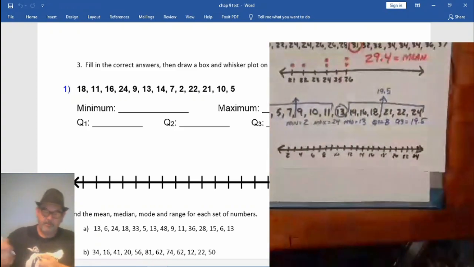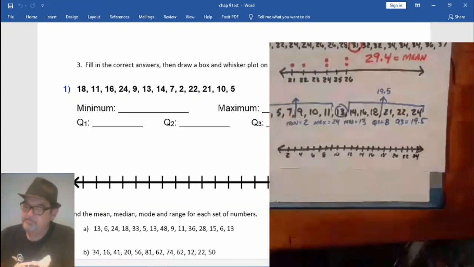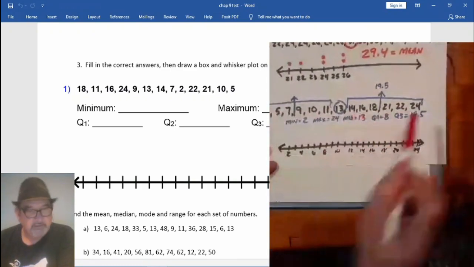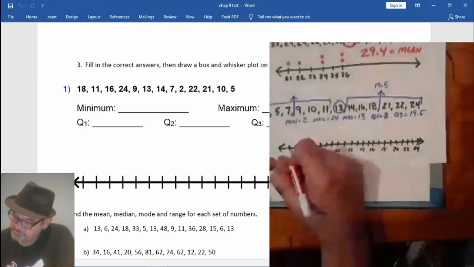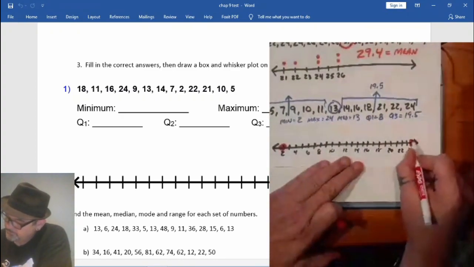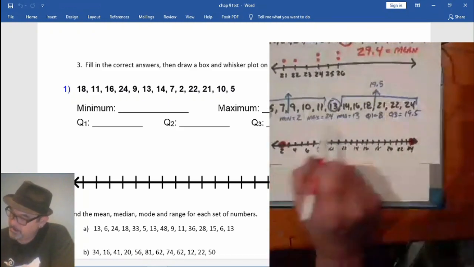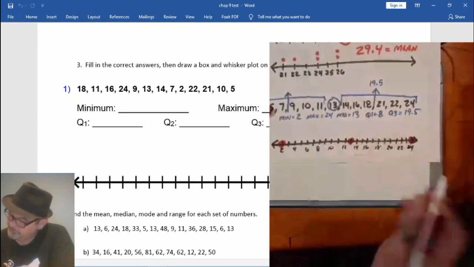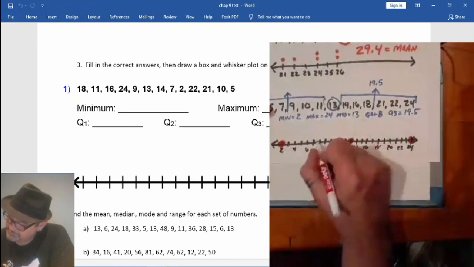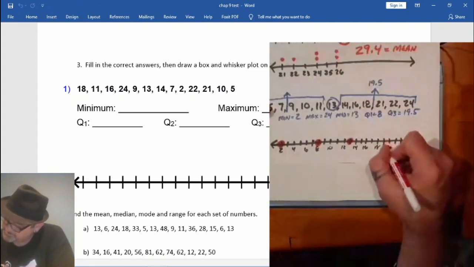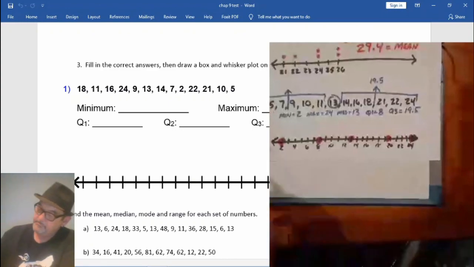Okay, so now we plot, or put on the number line, our 5 points that we just identified. So the minimum is 2, put a dot there. Maximum, 24, put a dot there. Our median is 13, so 12, 13 right there. Our Q1 is 8, and Q3 is 19.5. So here's 19, here's 20, so 19.5 is going to be right in between.